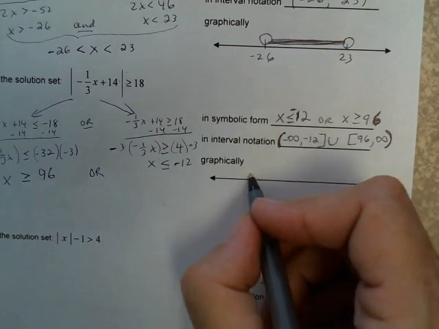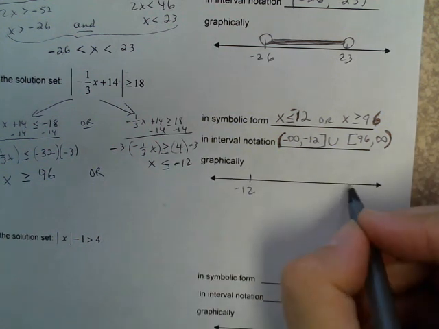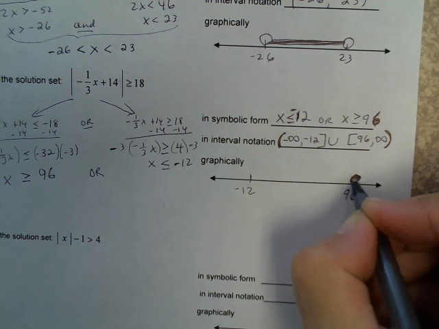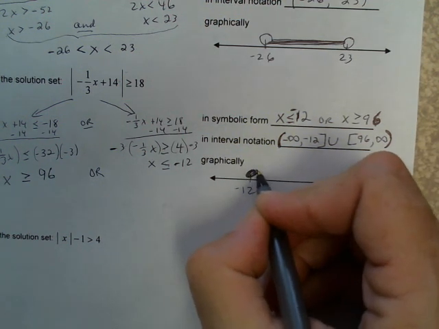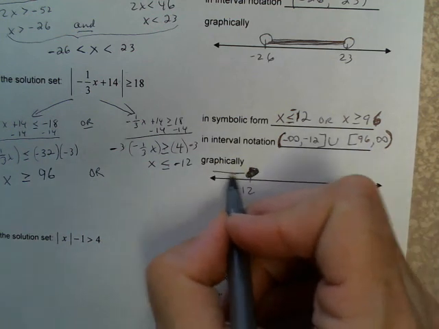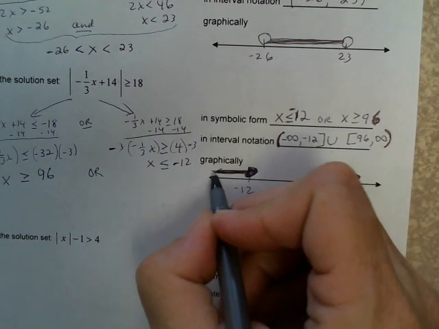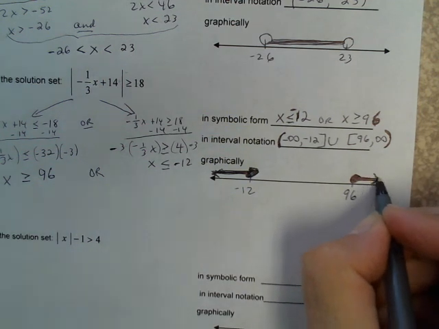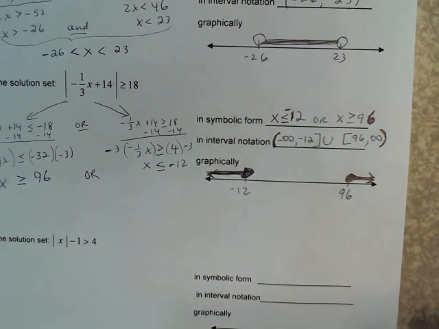Graphically, what we have is a negative 12 on the left and a positive 96 on the right. This time we're going to fill in the circles because it's a less than or equal to, greater than or equal to. If it's less than or equal to negative 12, we go in this direction. If it's greater than or equal to 96, we go in this direction. So there's the three formats.